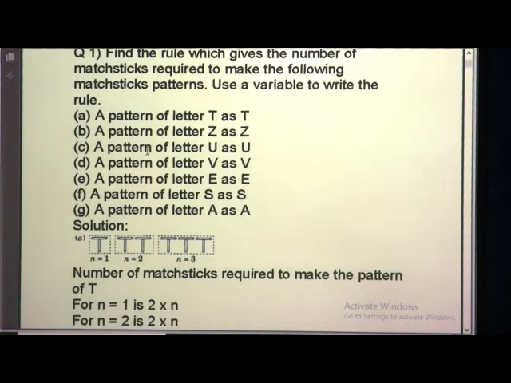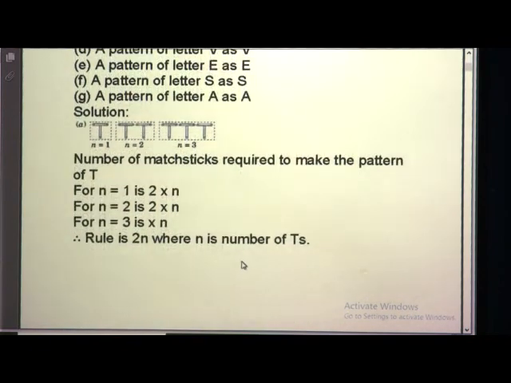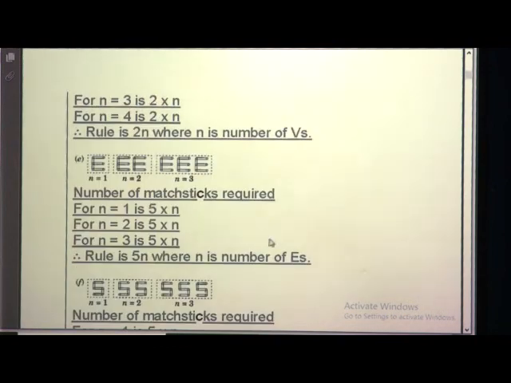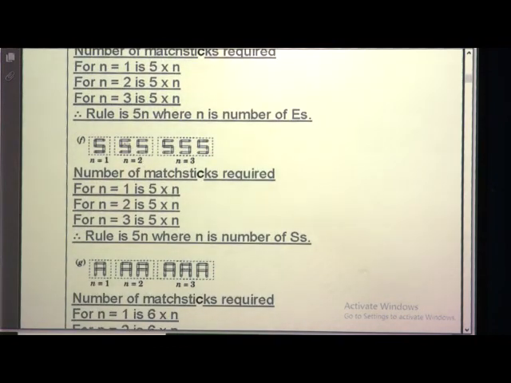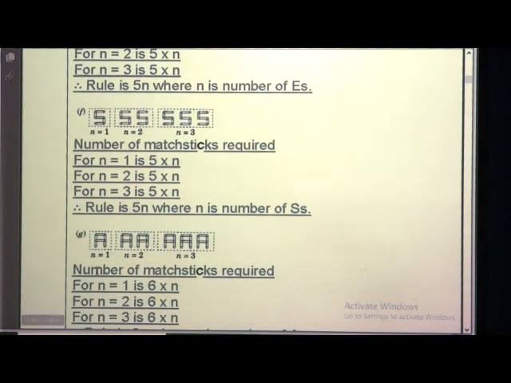The same way we can find the pattern for Z, V, E and A. See students, there is a pattern for S. So, S can be formed in this way: 1, 2, 3, 4, 5. So, we require 5 matchsticks to prepare S, okay, and A can be prepared in this way.